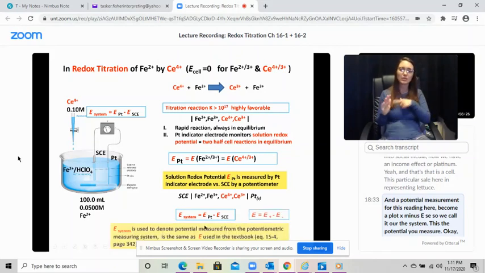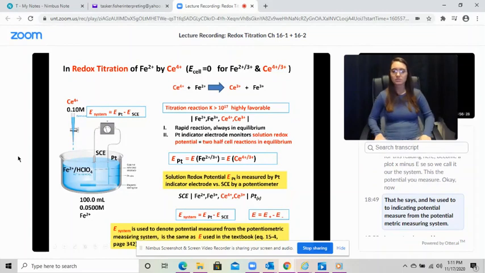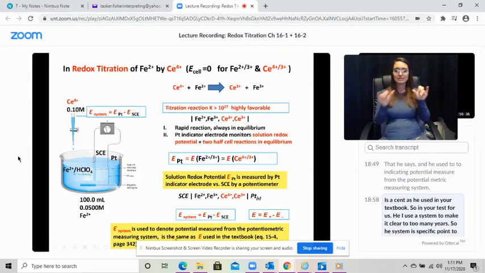Now, the E system is used to indicate the potential measured from the potentiometric measuring system. It is the same as the E used in your textbook. In your textbook, they use E. I use E system to make it clear, because of too many years around. So the E system specifically points to what we're measuring right here from this particular meter. That's called E system.